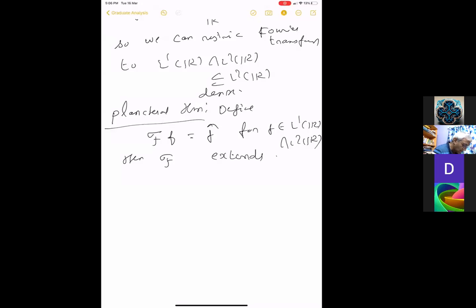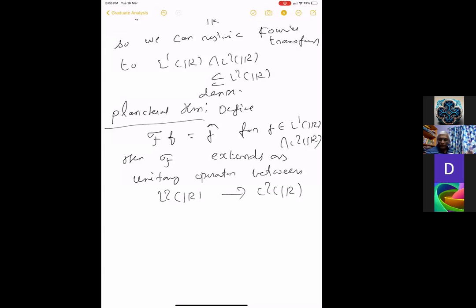Extends as a unitary map. It is a unitary operator between L2(R) and L2(R). So it maps L2(R) to L2(R), and it is unitary also. It preserves the norm, it preserves the inner product.